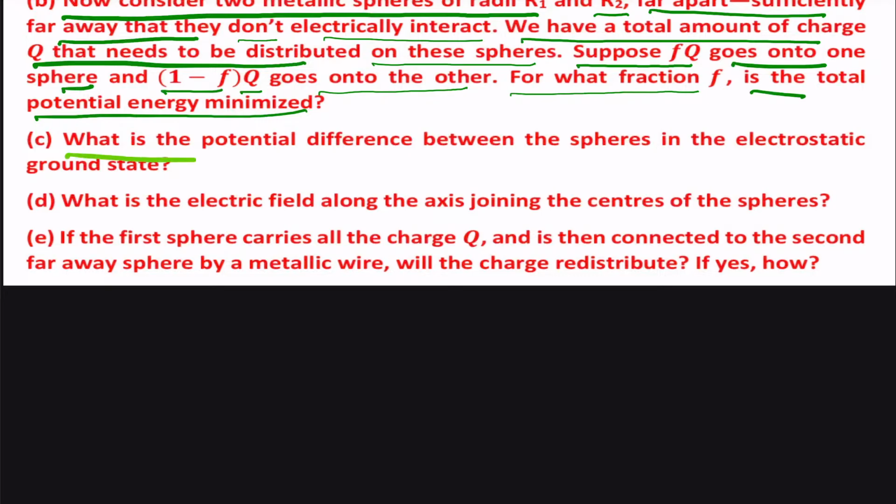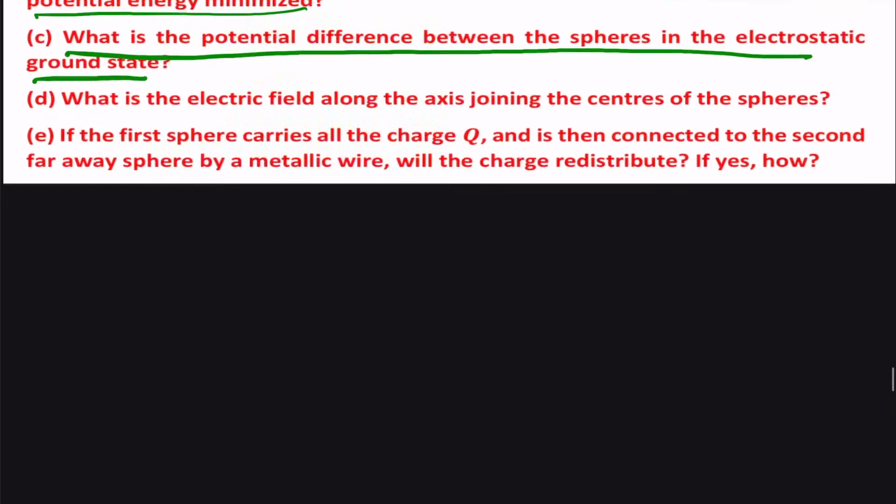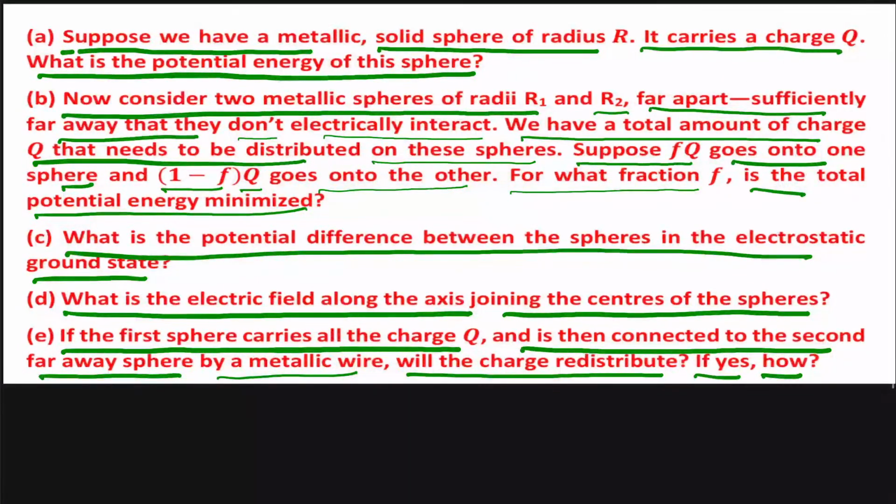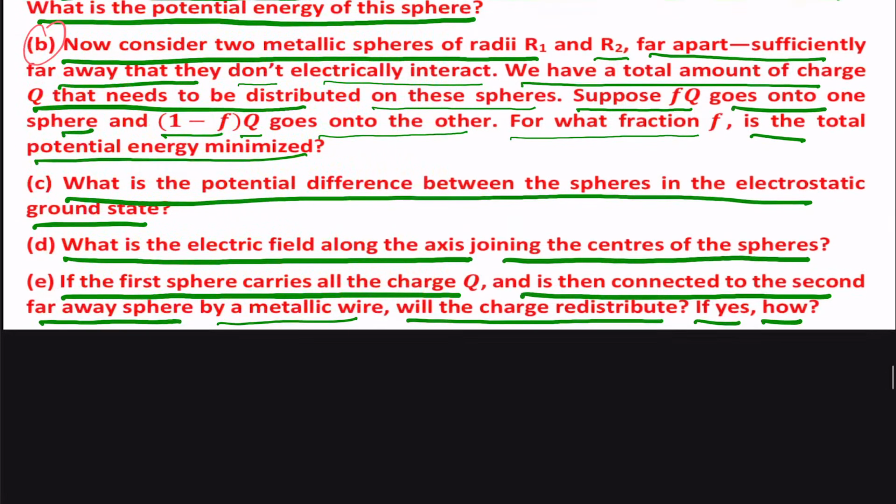And part C, what is the potential difference between the spheres in the electrostatic ground state? Part D, what is the electric field along the axis joining the centers of the spheres? Part E, if the first sphere carries all the charge q and is then connected to the second far away sphere by a metallic wire, will the charge be redistributed? If yes, then how? But we are mainly interested in this part B. The rest of the things are quite simple. So we start with our part A.